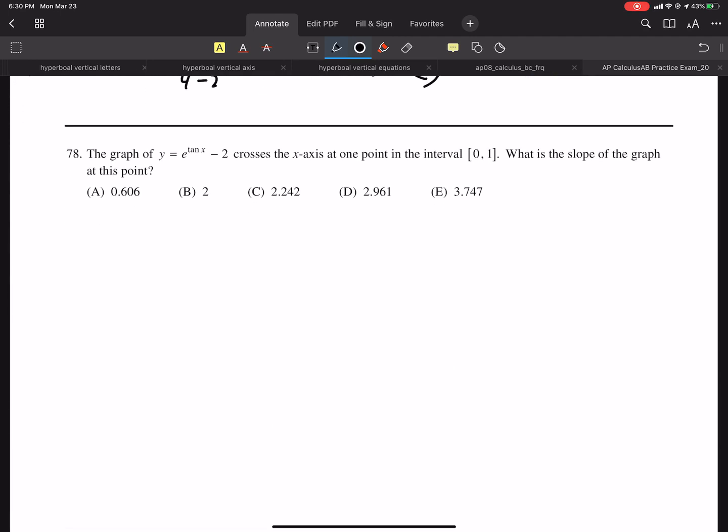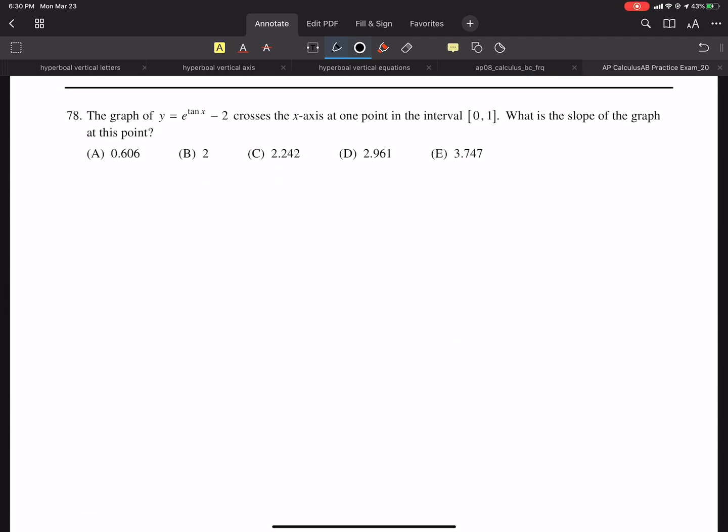We'll do one more of these. All right, what are they looking for here? They want the slope of the graph at the point where this graph crosses the x-axis, and it's between 0 and 1. So first of all, to find the slope, basically it's asking for the derivative at that point, which we'll call A. That gives you the slope of the graph. So now we have to find where this graph crosses the x-axis.